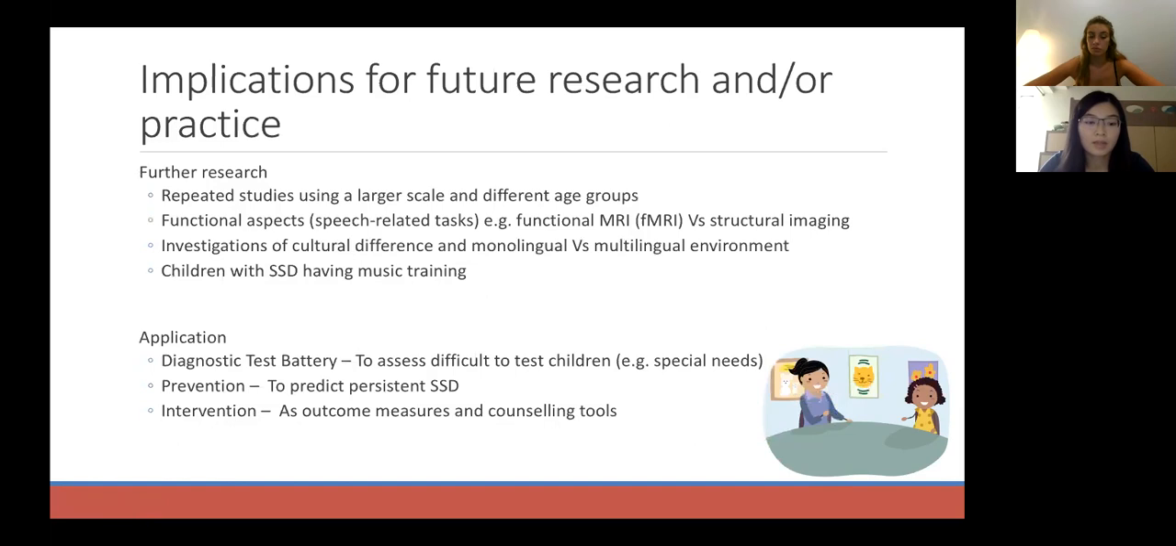For the applications, these might include using it as a diagnostic battery to assess the difficult-to-test children who may not comply with standardized speech tests easily. And it can be used as a prevention method to predict persistent SSD and as an outcome measure to counsel parents about why the children might have these kinds of disorders.